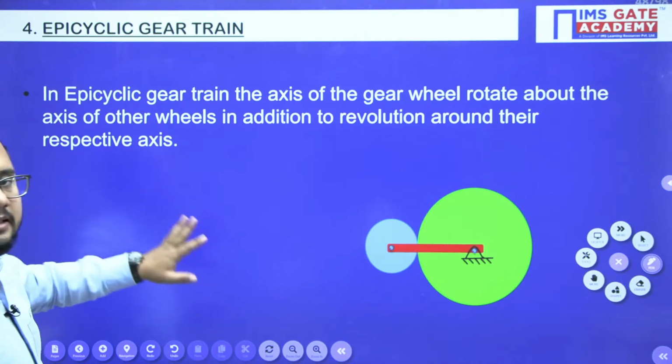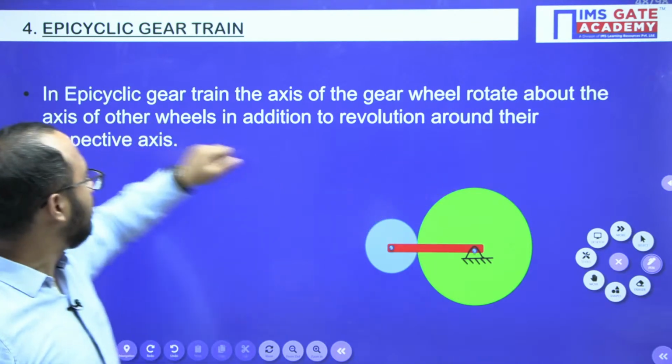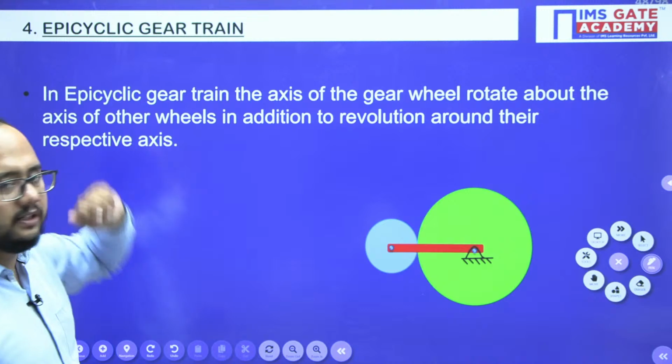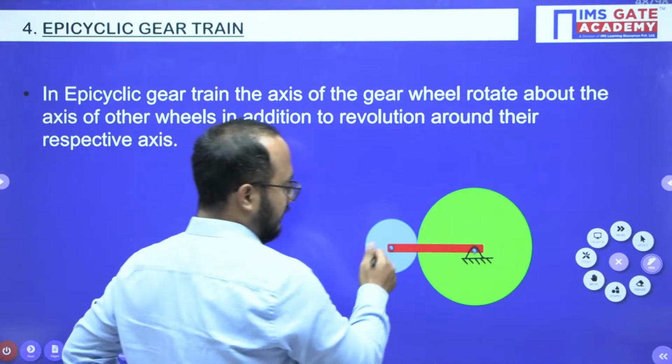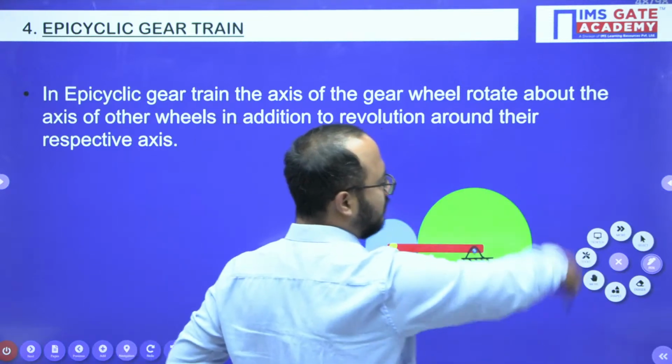So what will happen in this case? See, in an epicyclic gear train, the axis of a gear will rotate about the axis of another wheel, in addition to the revolution around their respective axes. Like this gear will rotate about its own axis as well as rotating about the bigger gear.